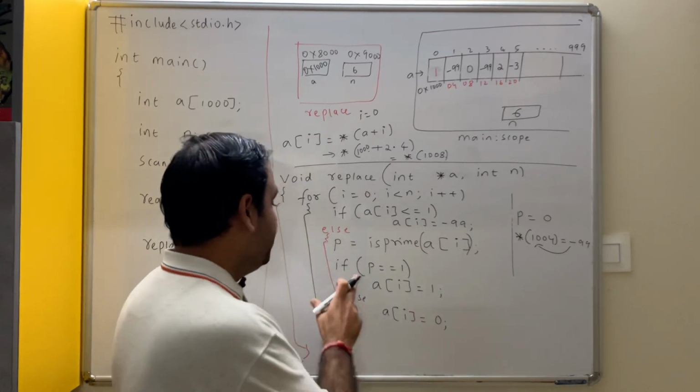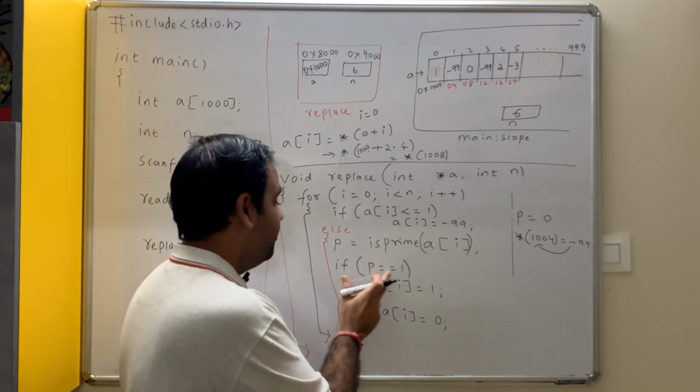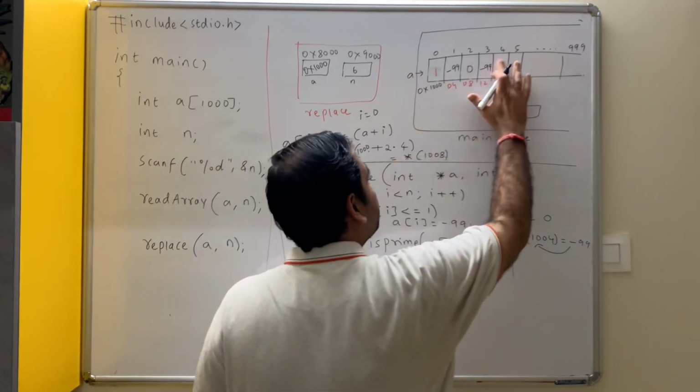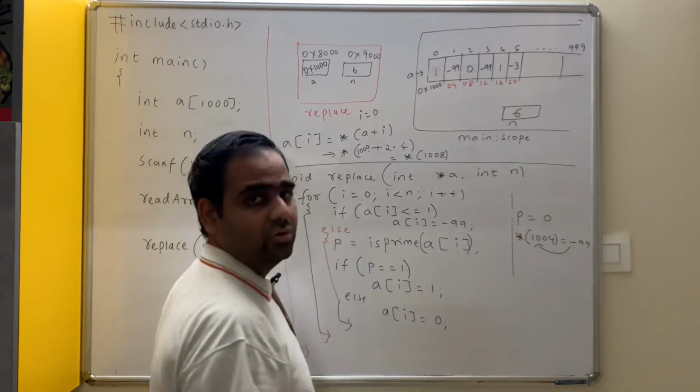Yes, 2 is a prime. Therefore, the value of P will be 1. 1 equal 1 is true. Hence, you store 1 over here.